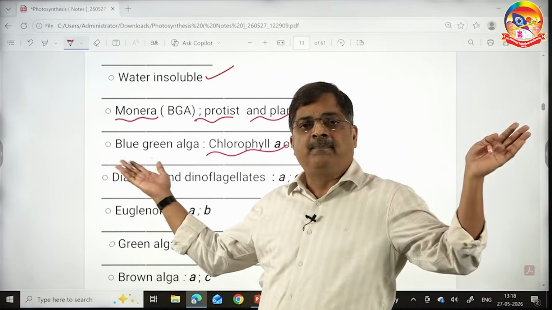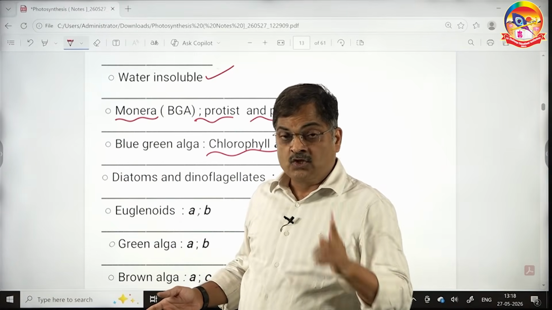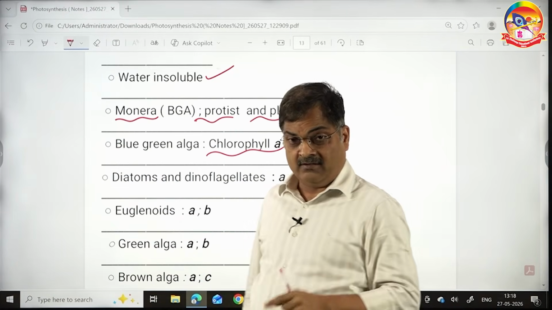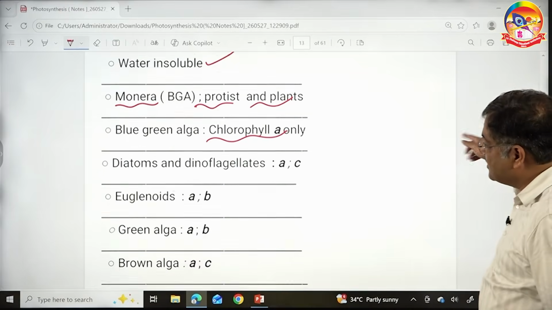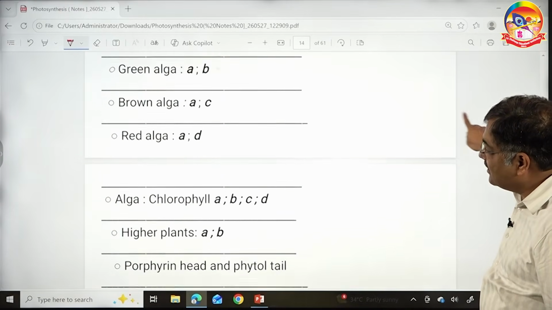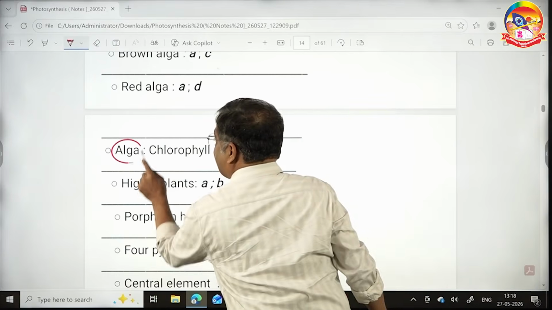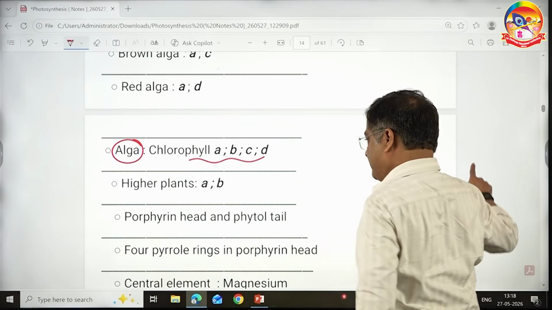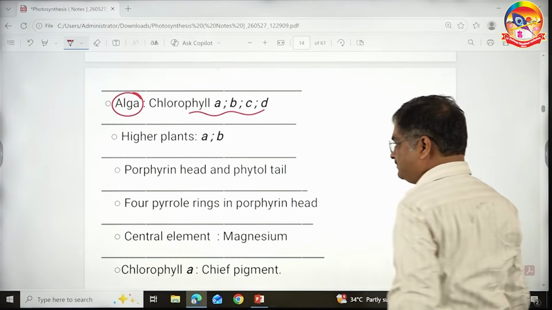So in higher plants, it is A and B. So what about blue-green alga? Only A. So remember that. Those are the pigments which I've kept here. Euglenoids, green alga, brown alga, red alga. Alga is very unique in having all types of chlorophyll pigments. Higher plants, A and B.